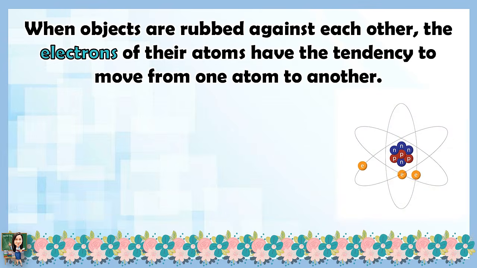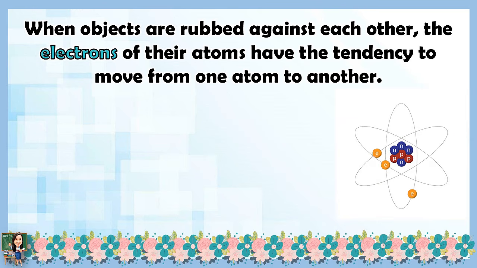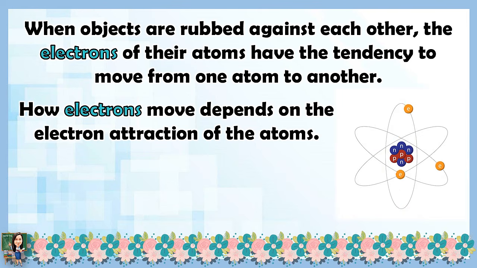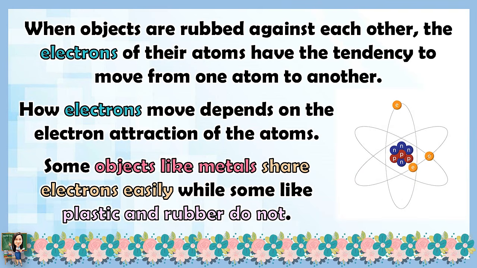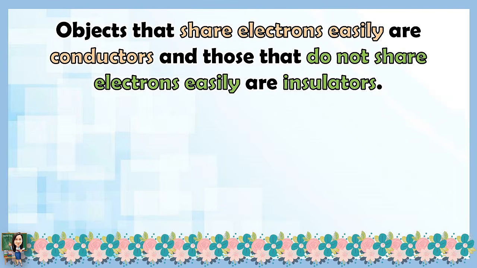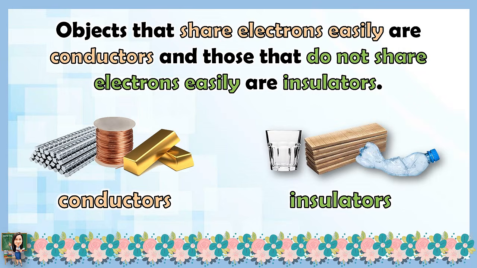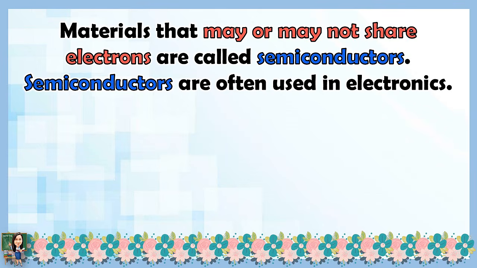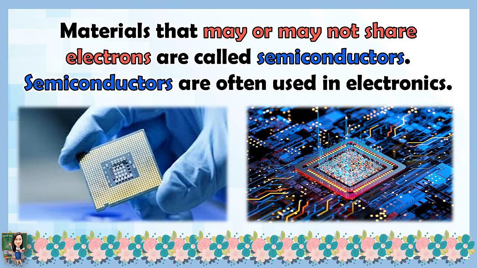When objects are rubbed against each other, the electrons of their atoms have the tendency to move from one atom to another. How electrons move depends on the electron attraction of the atoms. Some objects like metals share electrons easily, while some like plastic and rubber do not. Objects that share electrons easily are conductors, and those that do not are insulators. Materials that may or may not share electrons are called semiconductors. Semiconductors are often used in electronics.